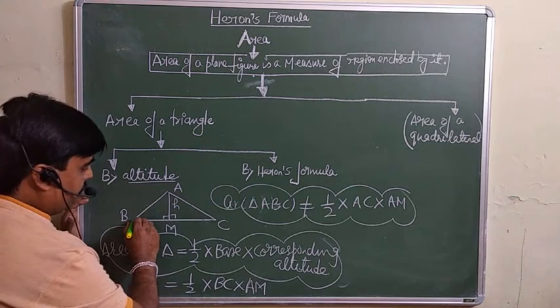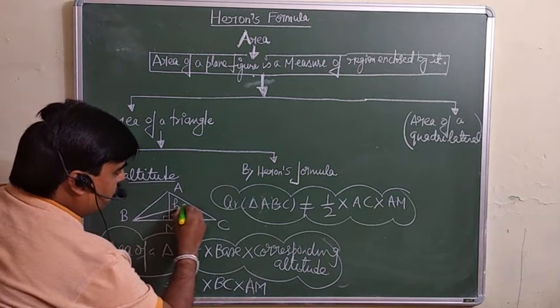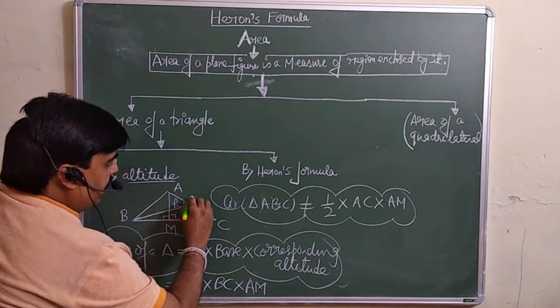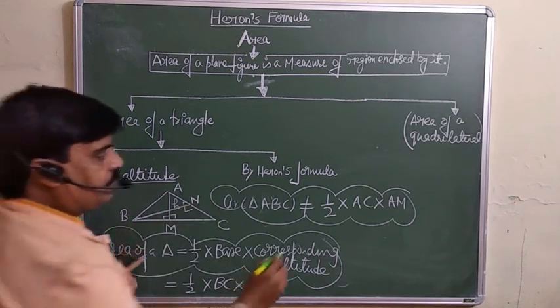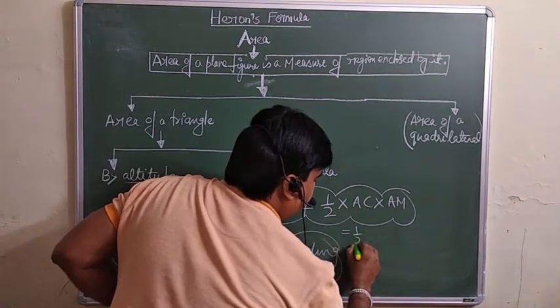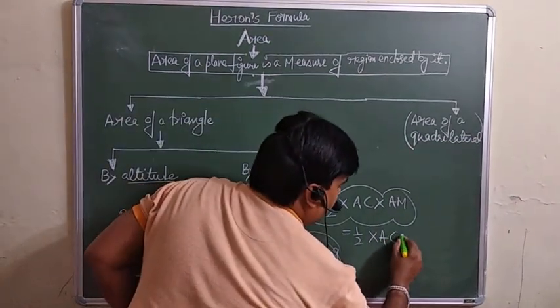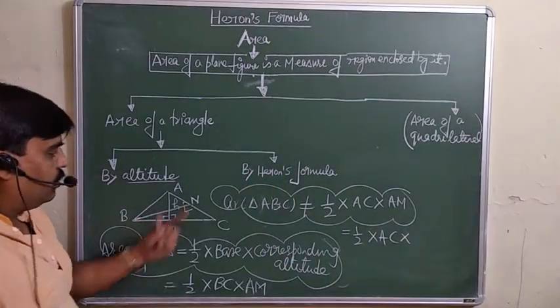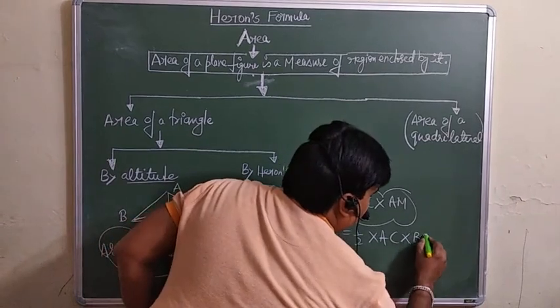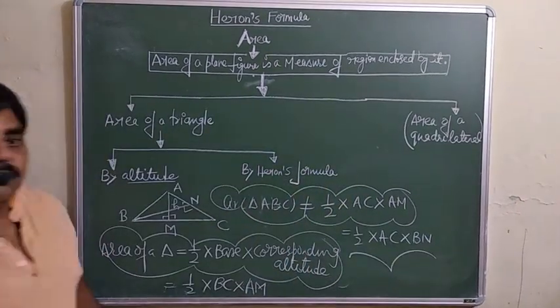Here, what do we have to do? You are supposed to draw the perpendicular from here. Let's call this perpendicular BN. Then you can say the area is equal to 1 by 2 into base AC into perpendicular BN. Now by using this one only, you can find out the area of the triangle.